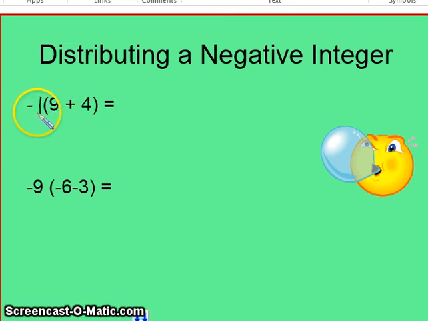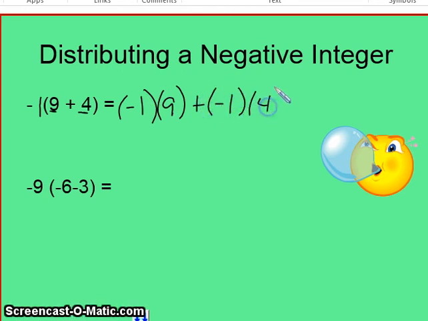And I want to distribute this negative 1 to each term inside my parentheses. So the two things that are separated by the plus sign are 9 and 4, and I'm going to multiply each of those by negative 1. So I can rewrite this as negative 1 times 9 plus, and keep my sign the same, negative 1 times 4. Alright, now I do multiplication. That's the next in my order of operations. Negative 1 times 9. 1 times 9 is 9. Negative times a positive is negative, so that's negative 9.